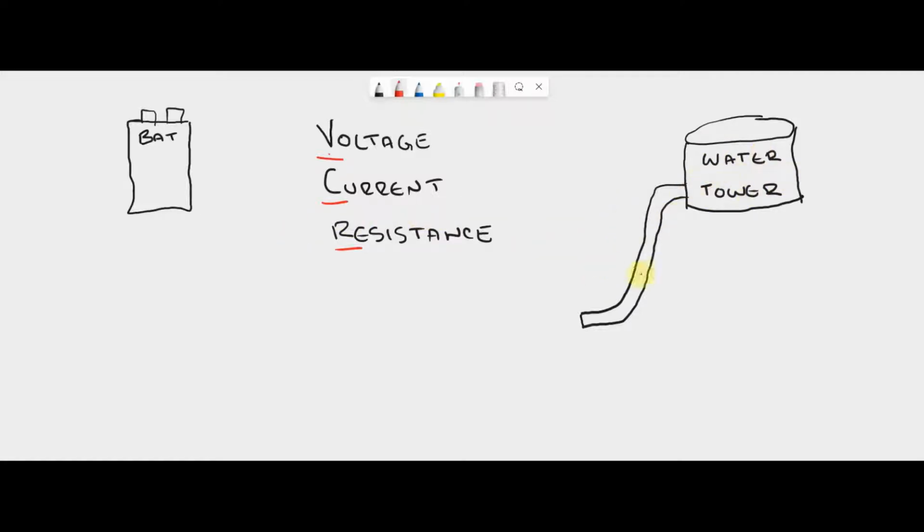Sometimes people see the water tower and the flow of water and so forth, and it's easier for them to understand what's actually happening in the diagram. So that's what we want to accomplish today. So let's start by creating our diagram.